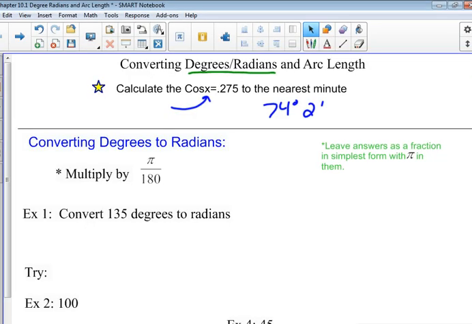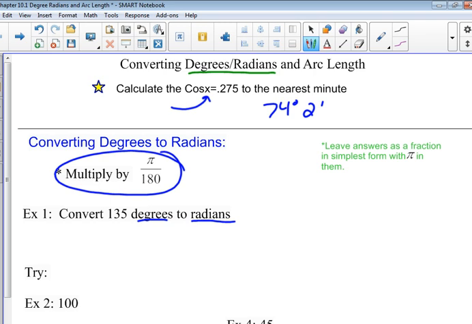So the first thing we're going to do is something called converting degrees into radians. Now, radians usually has a pi in it. Like if anybody remembers your unit circle, you probably saw lots of things with pi's on it. That's in radian form. So what we're going to do is convert from degrees to radians. We're going to multiply by pi over 180.